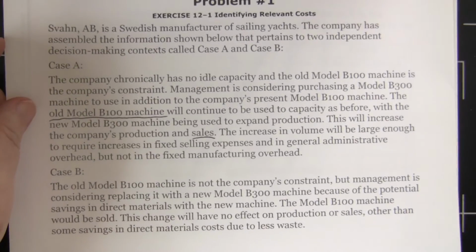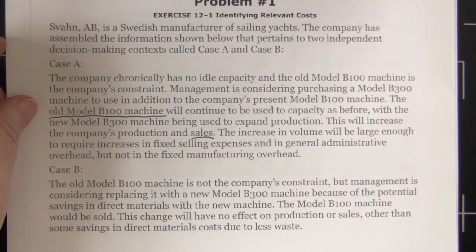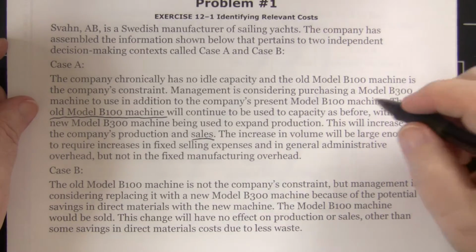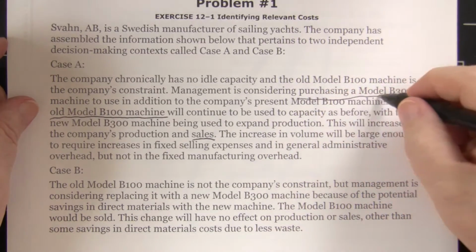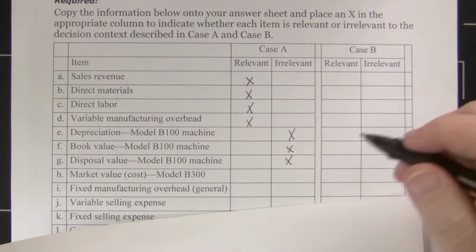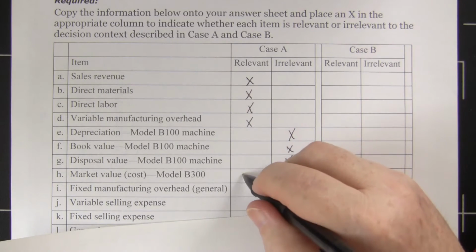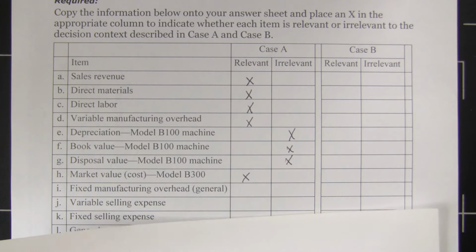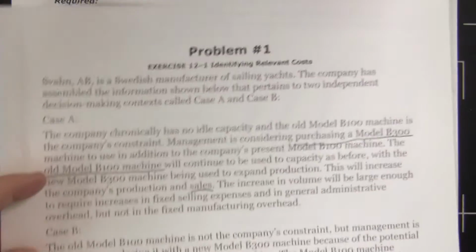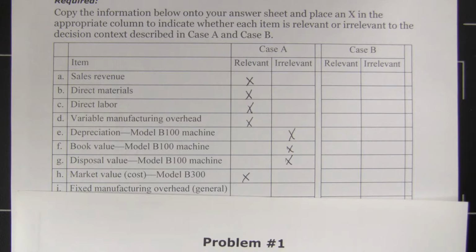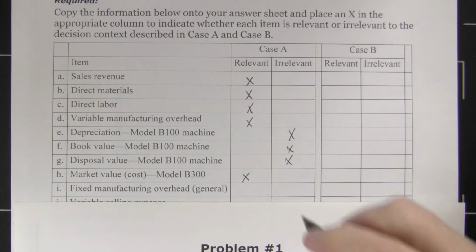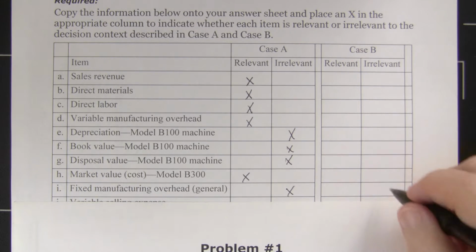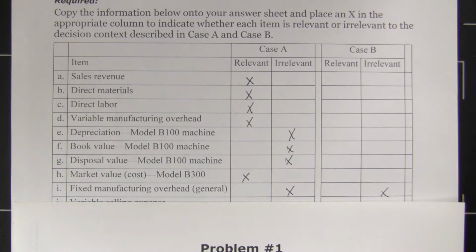Then it says the next thing we need to consider is that we're going to be buying a Model 300. So the purchase price is certainly going to be relevant because we're going to be buying it. Fixed manufacturing overhead. Fixed overhead. Fixed. Irrelevant.